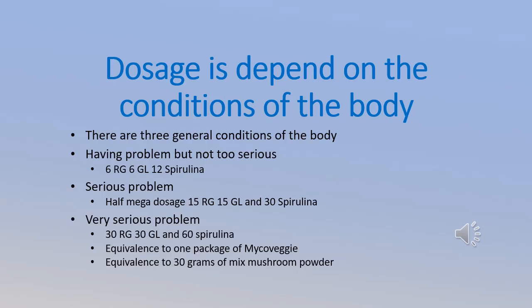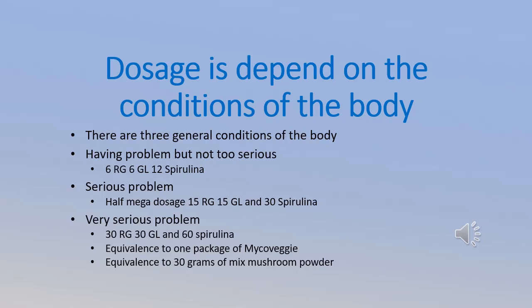Then when the problem is serious, we go for half mega dosage: 15 Rg, 15 GL, and about 15 to 30 spirulina. Like now, there are many viruses in the market, the endemic of COVID-19 and everything, so we ask people to use half mega dosage for prevention. This is also good to detox the body, so we can take it for 1 month, 2 months to detox the body. Thirdly is the very serious problem. For a very serious problem, you close your eyes and go for the mega dosage.